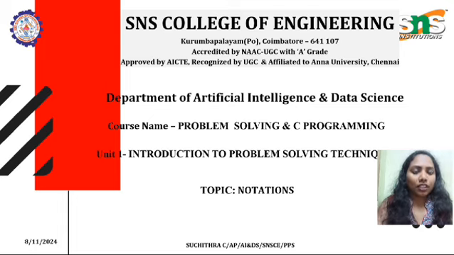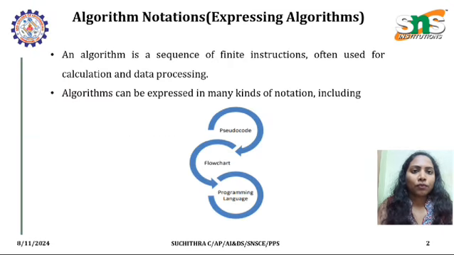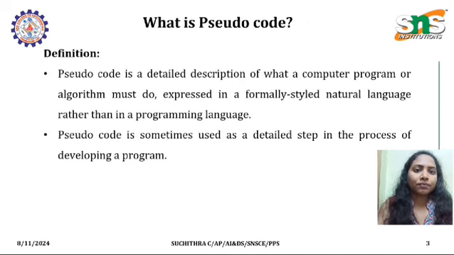In this video, we are going to see about the topic notations in problem solving and C programming. First, we will see what is algorithm notation, that is expressing algorithms. An algorithm is a sequence of finite instructions often used for calculation and data processing. Algorithms can be expressed in many kinds of notation, including pseudocode, flowchart, and programming language.